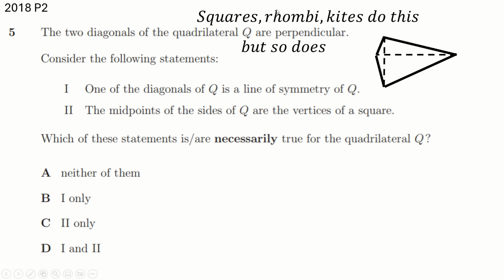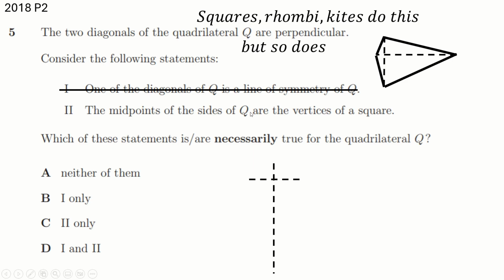So we're looking at these 4 groups of things, I guess. One of the diagonals of Q is a line of symmetry of Q. Is that necessarily true for this quadrilateral? Well, again, because of this irregular case, that's not necessarily true, because of the irregular case that I just drew and that I've been warning you about before.